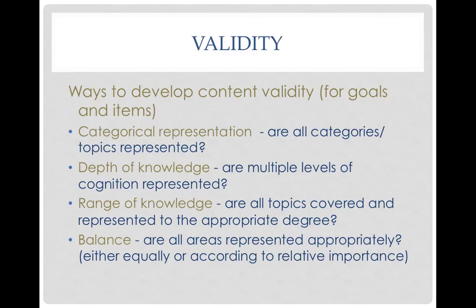Now, when I'm going through and looking at my goals and my assessments, I need to look at categorical representation. I need to look at depth of knowledge. Am I at that right level of cognition? I need to look at range of knowledge: when I'm talking about a concept or a set of terms, do I have broad coverage of all of them? Or did I focus on just one little thing, regardless of how deep I go? And then balance. According to my learning objectives, do I have an appropriate balance within my assessment? And if I can answer all these questions in a positive way, then I can feel pretty good that I have a high level of content validity.